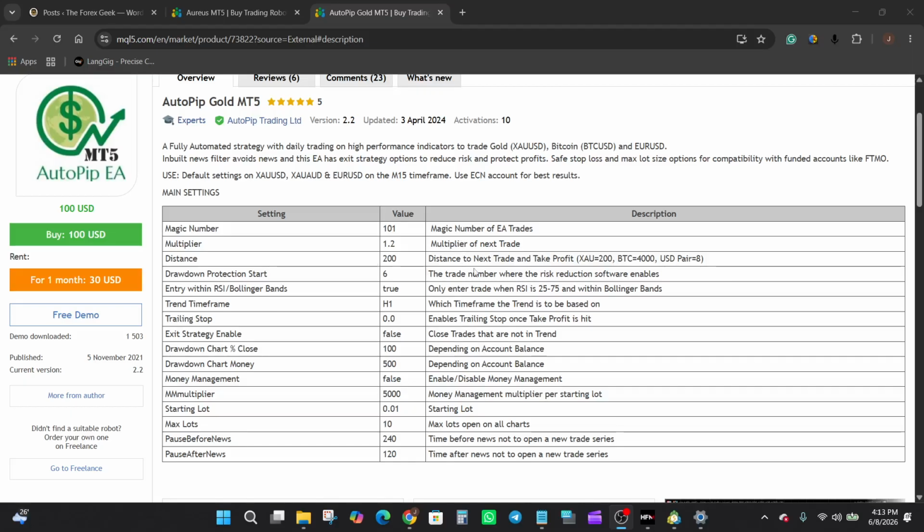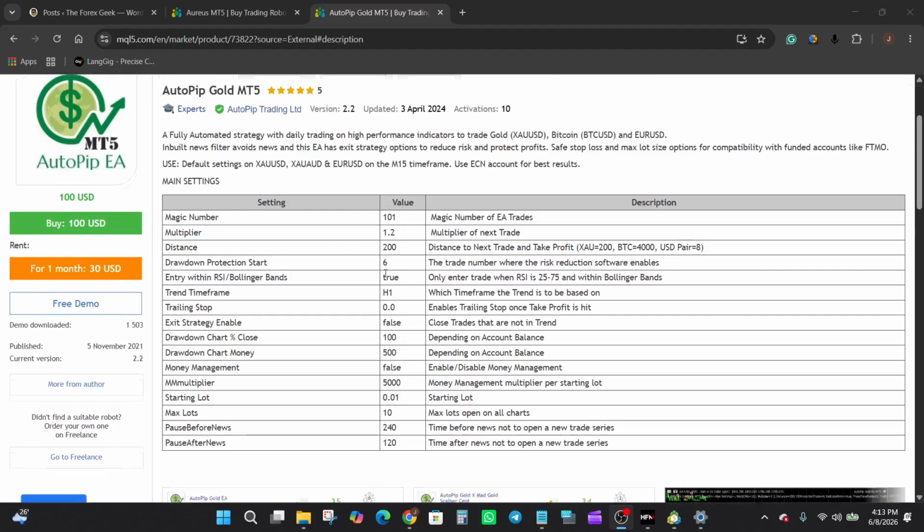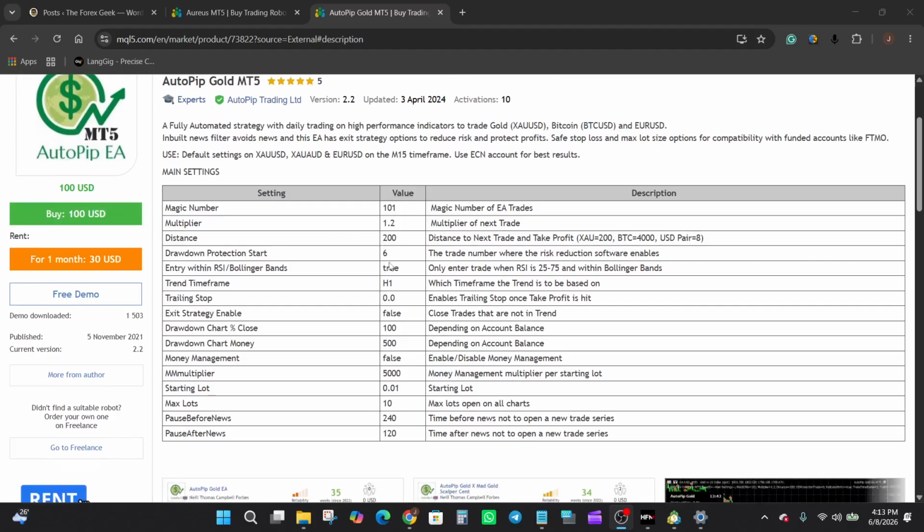Looking at the description, this is a fully automated trading system designed to trade multiple instruments, including gold, Bitcoin, and EURUSD. So right away, it's not limited to a single asset, but instead operates across different markets depending on configuration. The EA also includes an inbuilt news filter, which means it is designed to avoid trading during high-impact economic events. That's important because it helps reduce exposure during unstable market conditions.